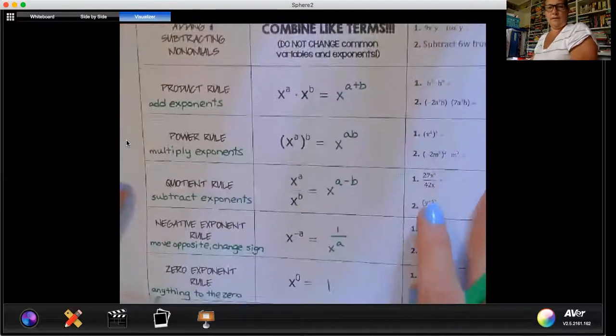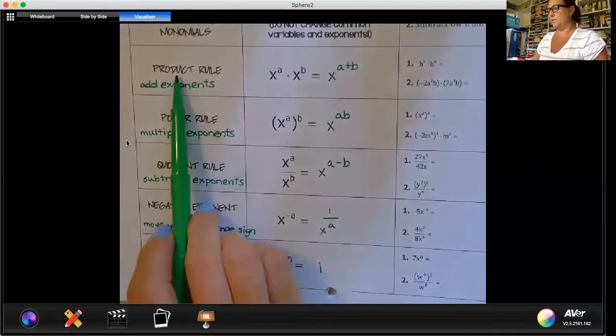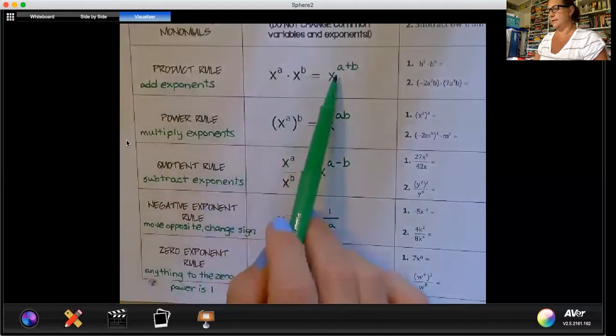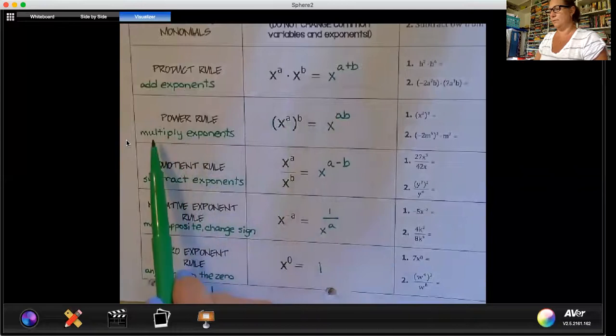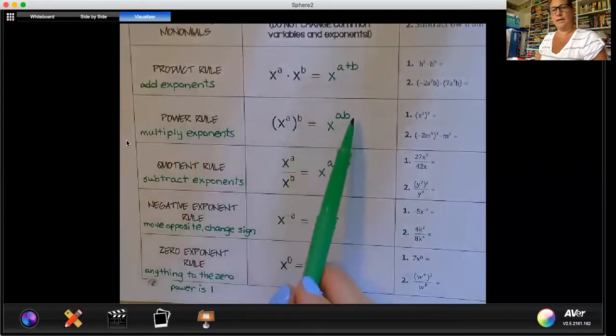This kind of summarizes what we just talked about. If you would like to pause your video and get your notes, then we will come right back and do our examples. The product rule: you're multiplying, so add the exponents. X to the a times x to the b is x to the a plus b. Power rule: multiply the exponents. X to the a to the b is x to the ab.